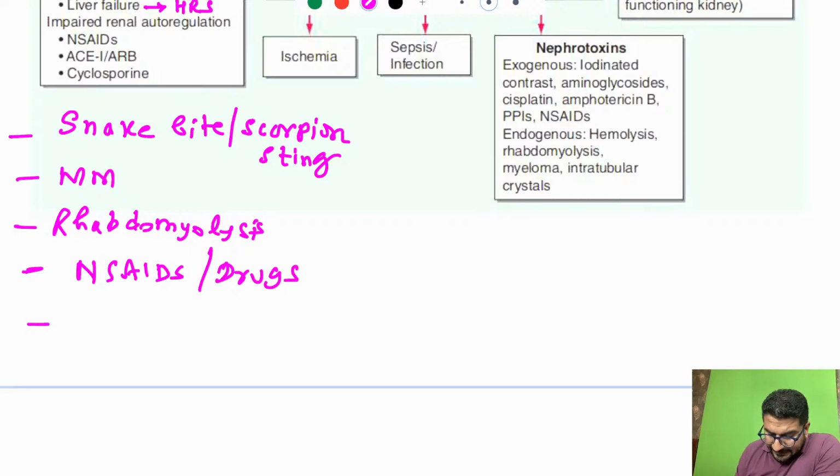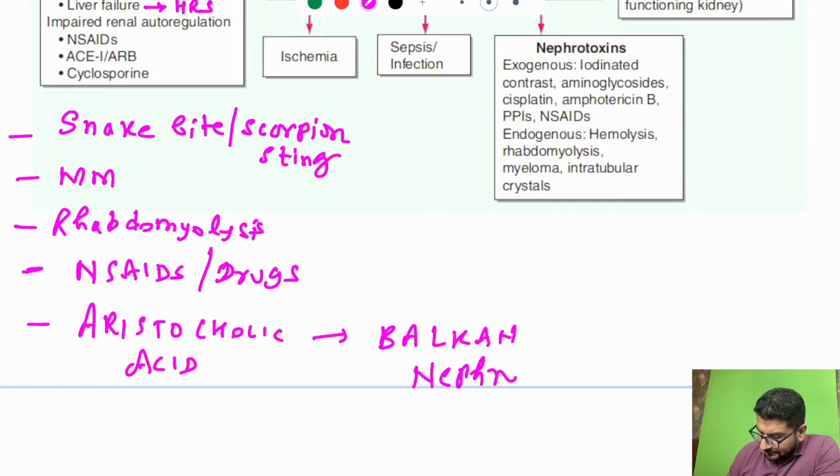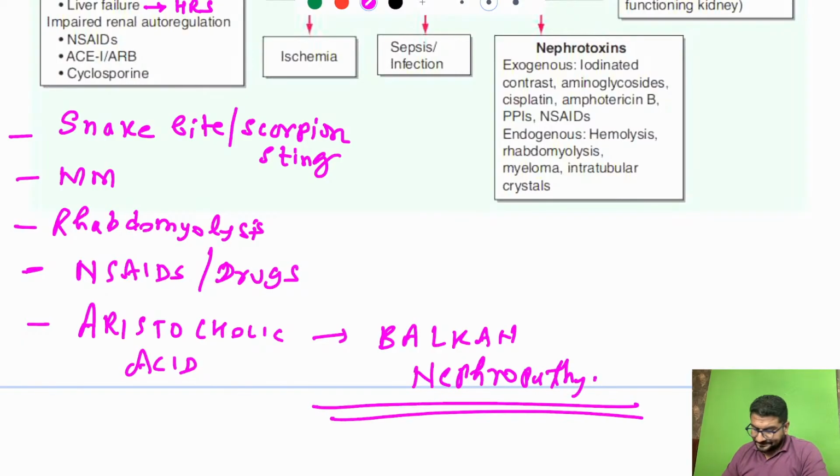एक चाइनीज़ हर्बल मेडिकेशन होती है, उससे क्या होता है, कौन बताएगा मुझे? Try to answer. चाइनीज़ हर्बल मेडिकेशन, it is called aristolochic acid. Aristolochic acid can cause AKI. इसको बोलते हैं Balkan nephropathy. We call this as Balkan nephropathy. So these are some of the causes of AKI which you have to remember.